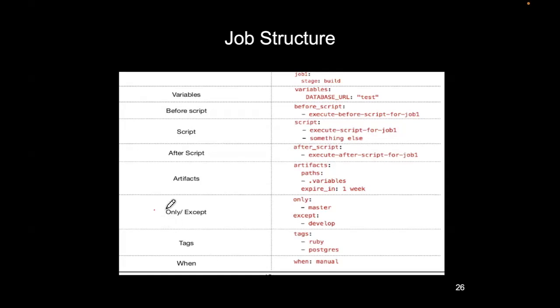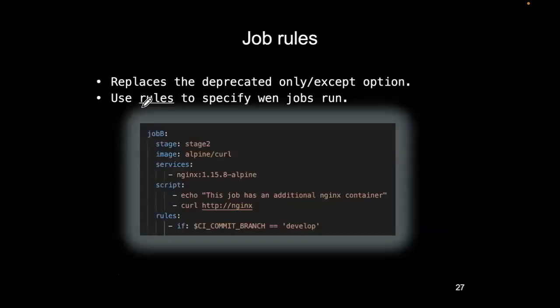Now, I said the only part no longer applies and it has been replaced by what are called rules. The rules allow you to control when a job should be executed. If a job does not have any rules, it's automatically executed. But there may be cases when you want it to be skipped for whatever reason. So the syntax of it looks like this.